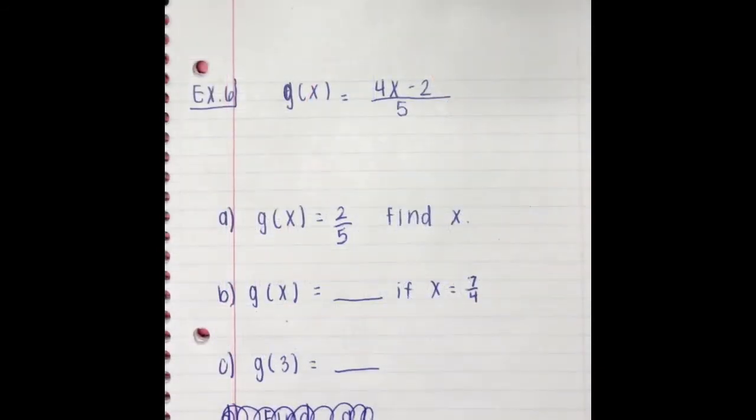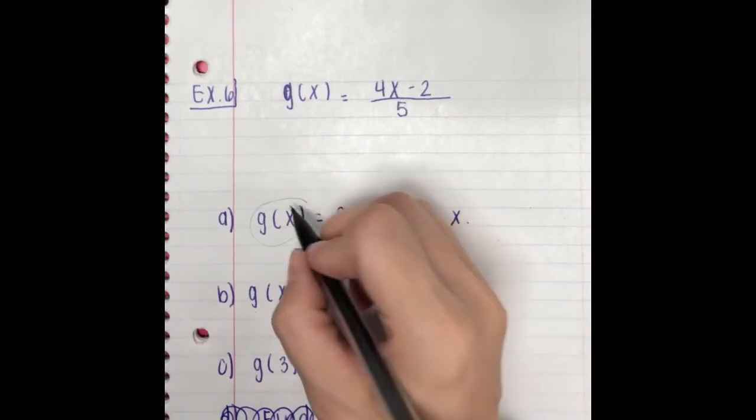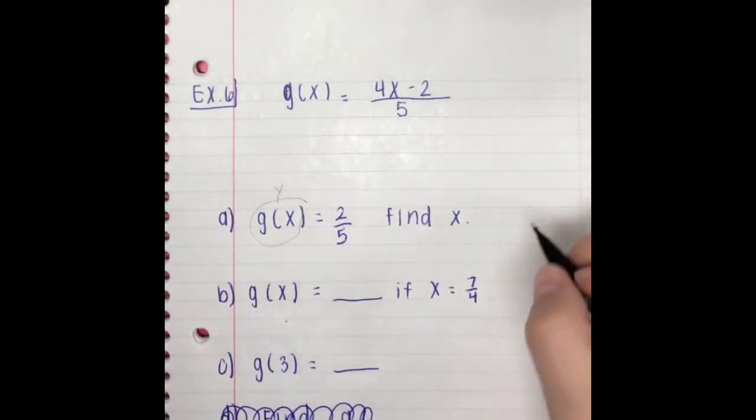All right, example 6. Sometimes you'll see ones with fractions, so we want to go over one like that, just so you don't panic when you see fractions. They are not harder, okay? So we have A, g of x equals 2/5, find x, right? So g of x is our y. We want to find the x.